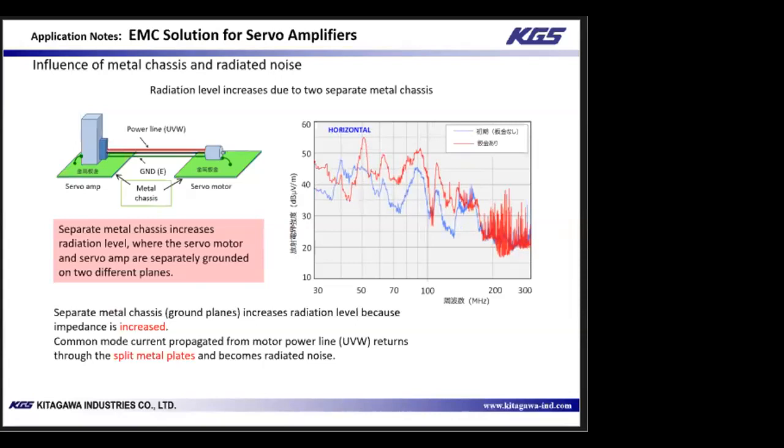Next, this example is when the servo amp and servo motor are grounded to separate metal plates. Common mode current returns to each metal plate. While the presence of the metal sheet reduces impedance, since they're not connected, common mode current increases. In turn, radiated noise is significantly increased as the return path is through the air. So what will happen if the two separate ground planes are connected?